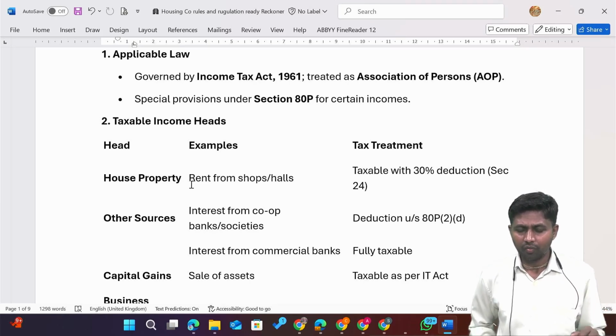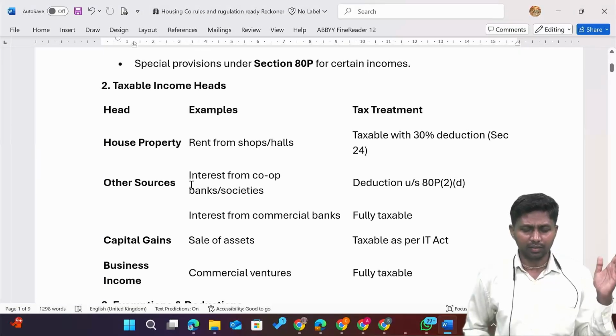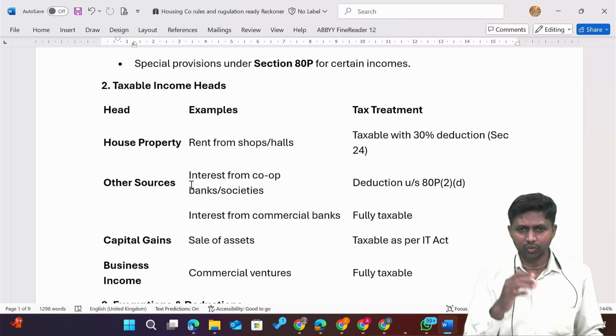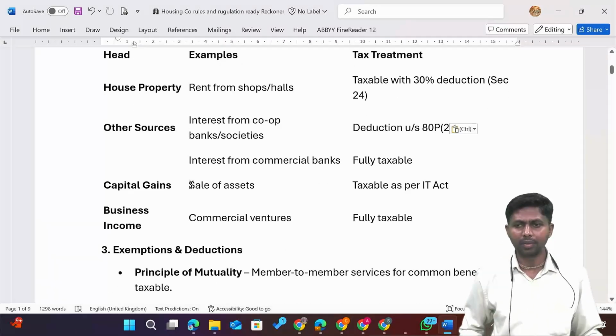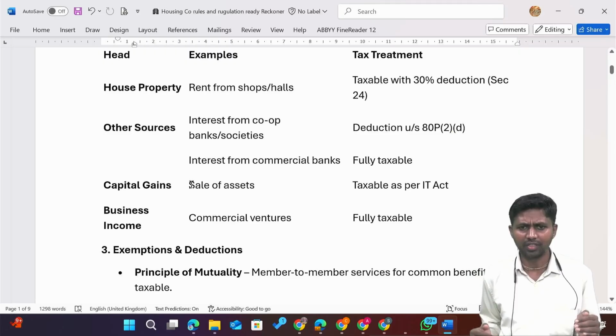Which income of a society is taxable under income tax? You can check that the house property income, other sources income, capital gain income, and business income of the society is taxable. One by one we'll see.